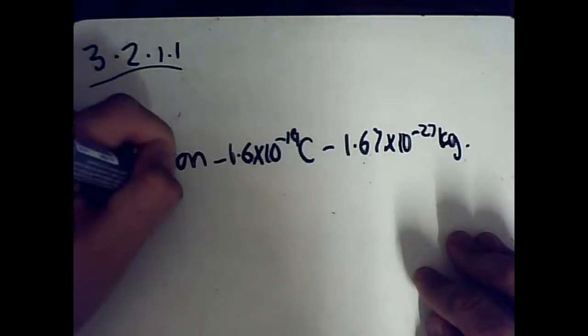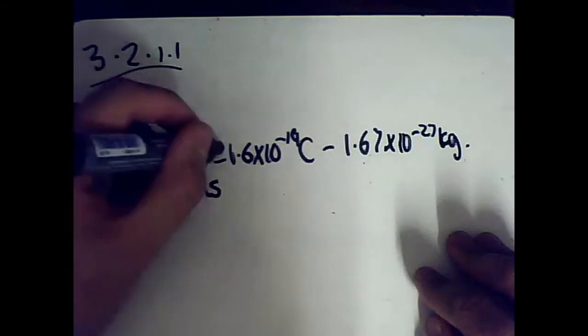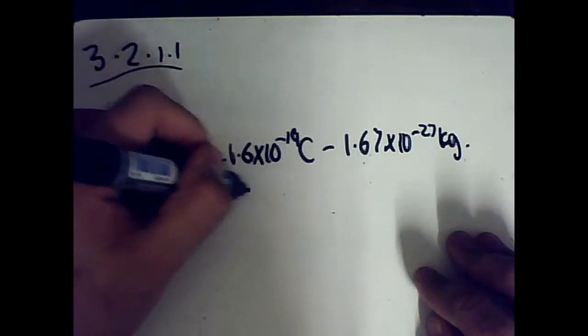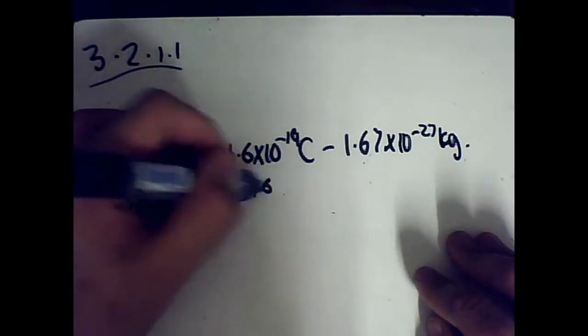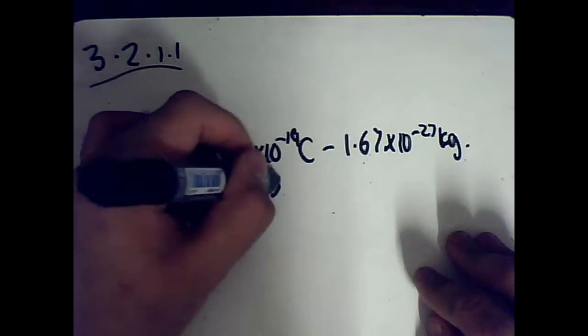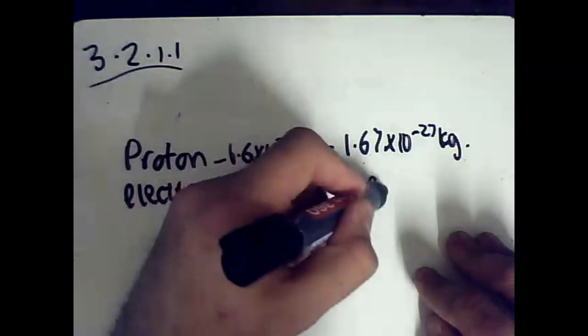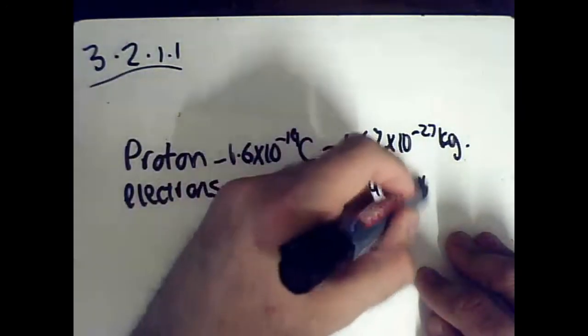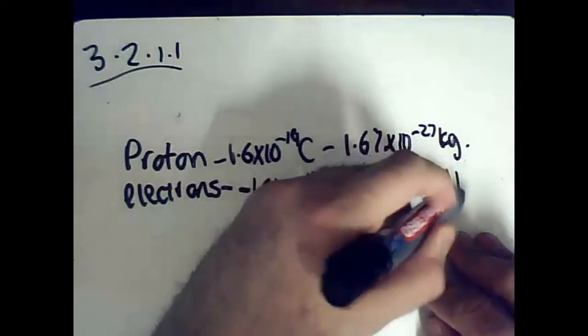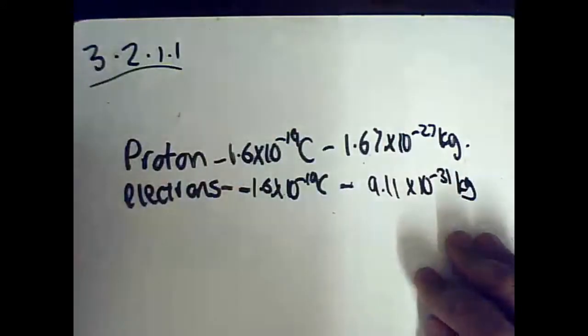Electrons, they are similar to protons. In this scenario, they have a minus 1.6 times 10 to the minus 19 coulombs. So that's negative for the electrons. Their mass is slightly different. It's 9.11 times 10 to the minus 31 kilograms. Really, really, really tiny mass.